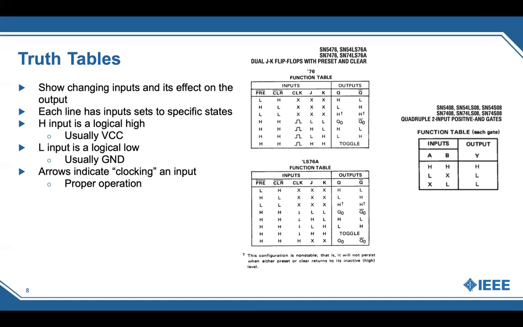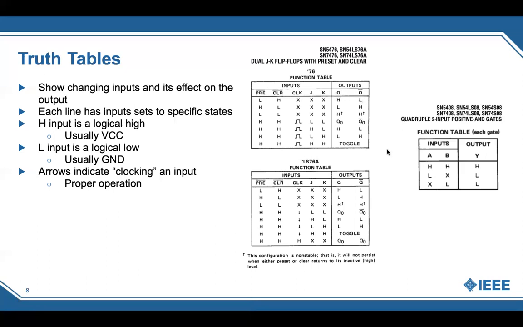And then you can also have arrows indicating whether you have a clocking input. And this is important to know if you want proper operation from your chip or your component that you're using. So here we can see we have three separate truth tables. The one right here in the middle is the dual JK flip-flops with preset and clear. And like we mentioned, we can see these L's and H's, which typically just mean low and high. And here we can see our clock and then our inputs J and K, and here we have our outputs Q and Q bar.